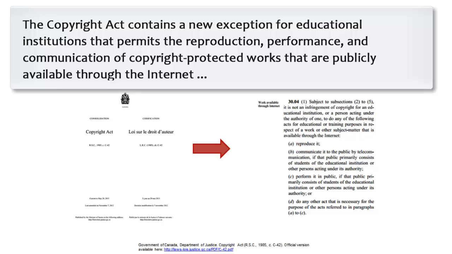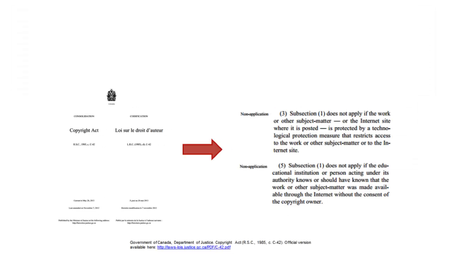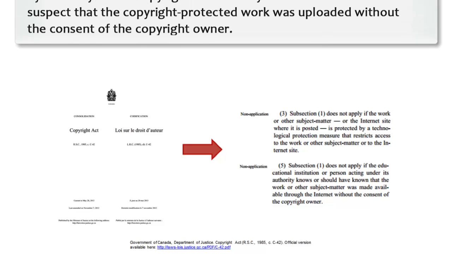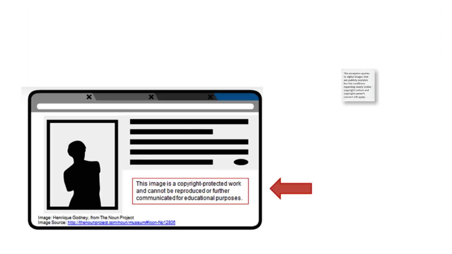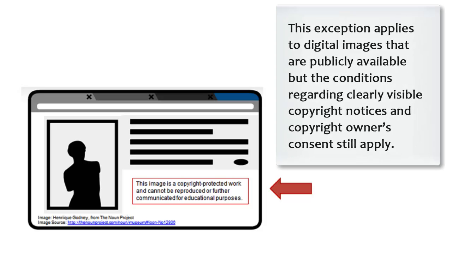that are publicly available through the Internet, as long as the copyright-protected works are not accompanied by a clearly visible copyright notice, and you have no reason to suspect that the copyright-protected work was uploaded without the consent of the copyright owner. This exception applies to digital images that are publicly available, but the conditions regarding clearly visible copyright notices and copyright owner's consent still apply.